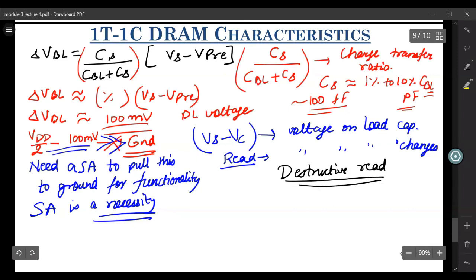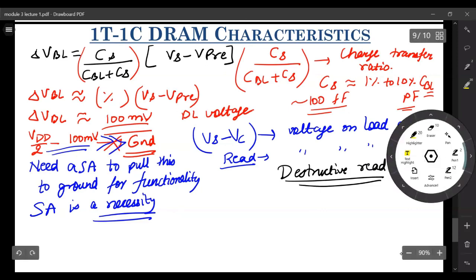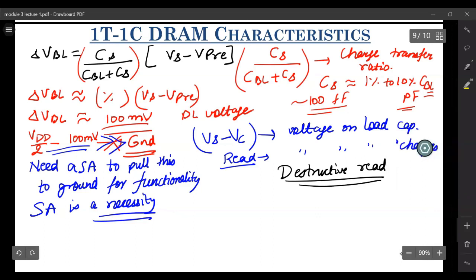So you kind of change the voltage that you had at this load capacitor. So what you need to do here is you need to refresh it. How do you refresh it? You apply a pulse periodically. General refresh times are 1 millisecond. You provide a pulse periodically.